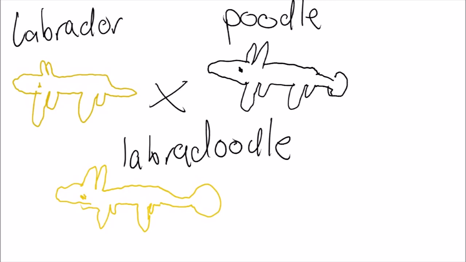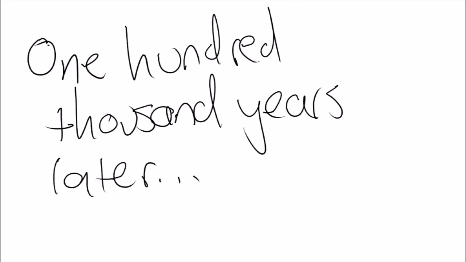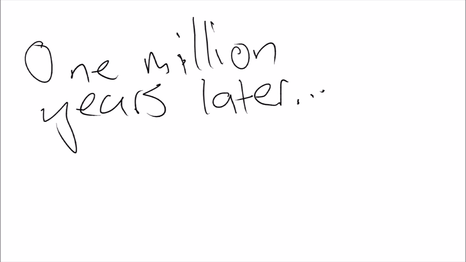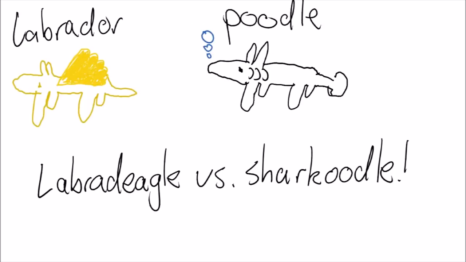If Labradors and Poodles eventually, after say 100,000 years, became unable to breed with each other, they would be known as different species. This would be speciation. Finally, after 1,000,000 years, let's say the Poodle species develops gills, whereas the Labrador species develops wings. This would be macroevolution.